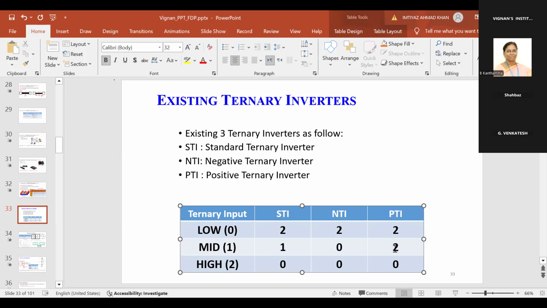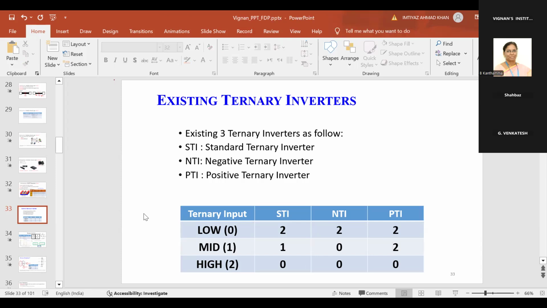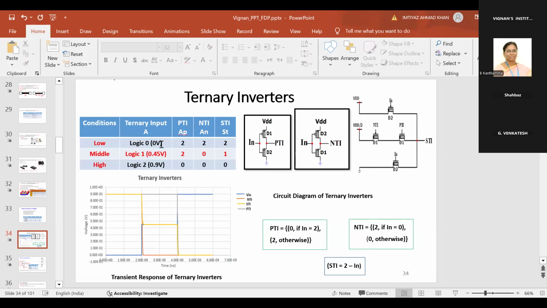I will explain the circuit on the next page. And for high value, STI gives 2, NTI gives 0, and PTI, the positive ternary inverter, gives 0. This is the circuit diagram.